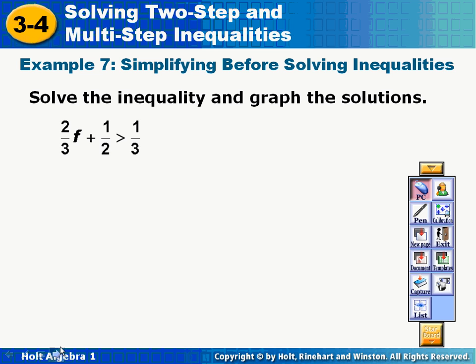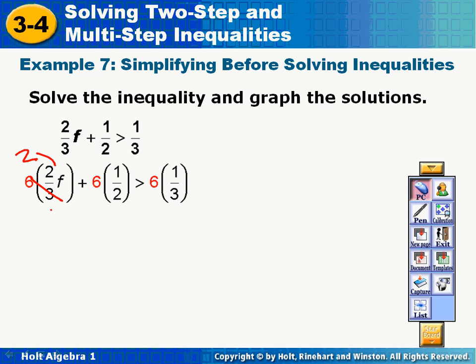All right, number 7. Go ahead and write the problem down. And the very first thing we're going to do is clear fractions. To clear fractions, I'm going to multiply by a 6 against each term. Now go ahead and divide. 3 goes into 6, 2. 2 times 2 is 4f. 2 goes into 6, 3. 3 times 1 is 3. Greater than. 3 goes into 6, 2. And 2 times 1 is 2. Go ahead and finish the problem.